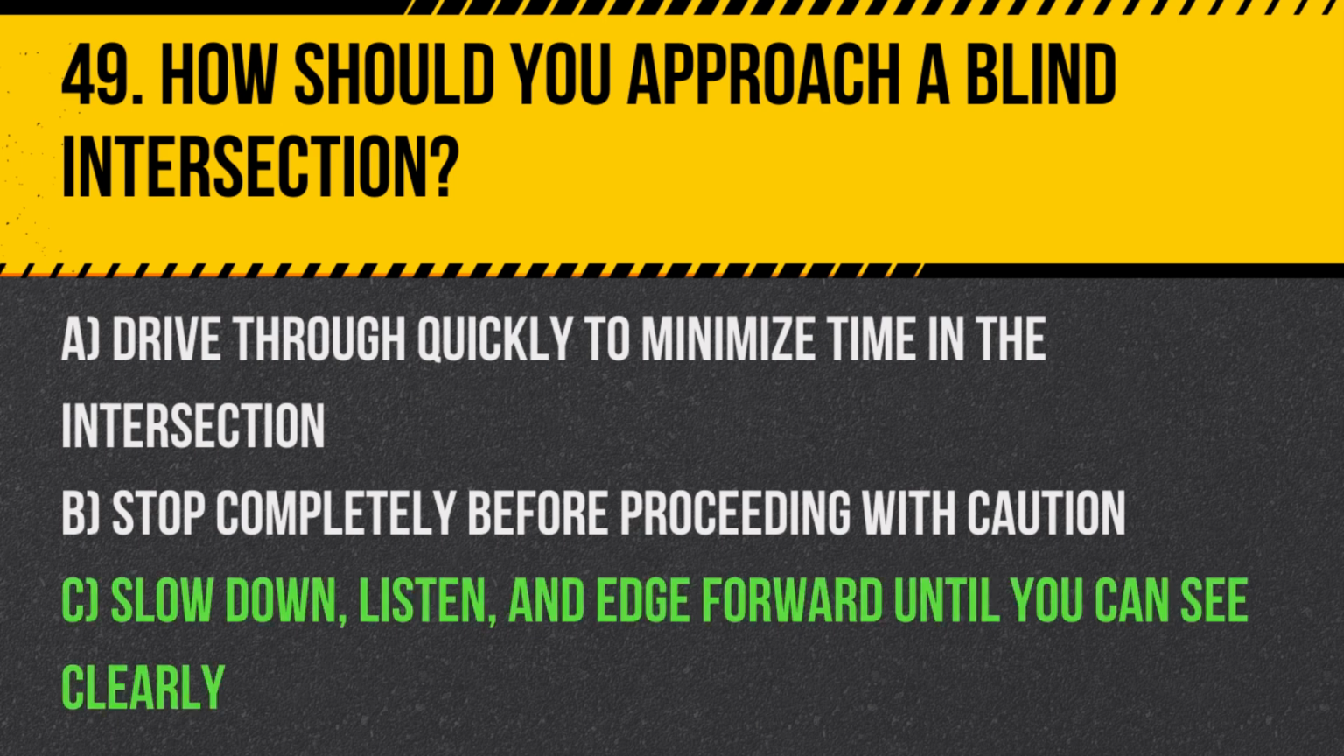Answer: C. Slow down, listen, and edge forward until you can see clearly. This cautious approach helps prevent collisions at intersections with limited visibility.